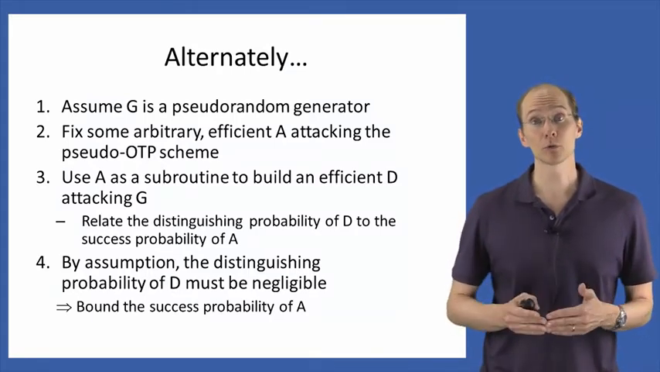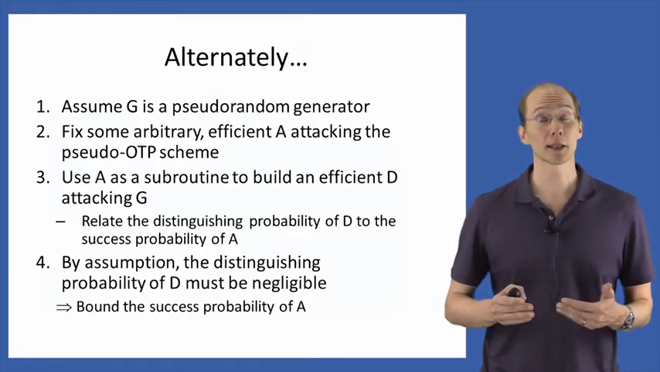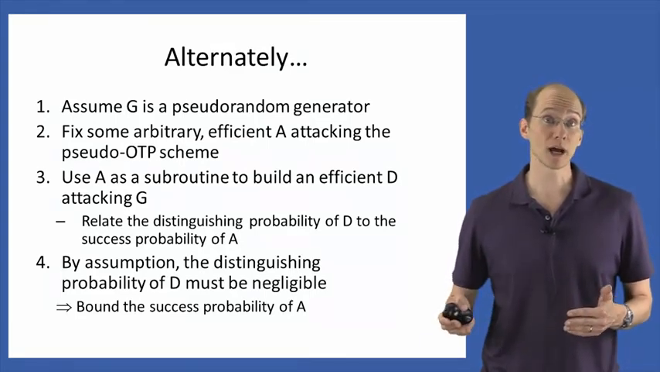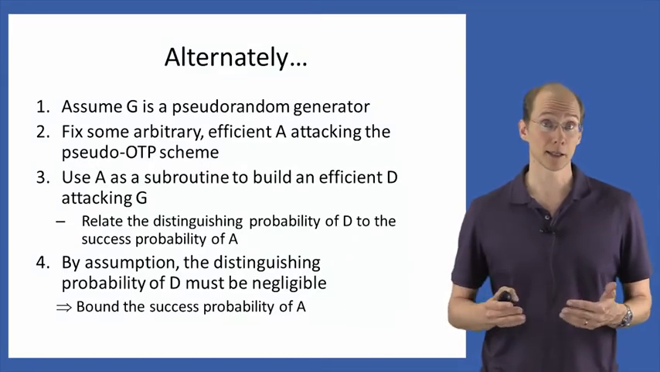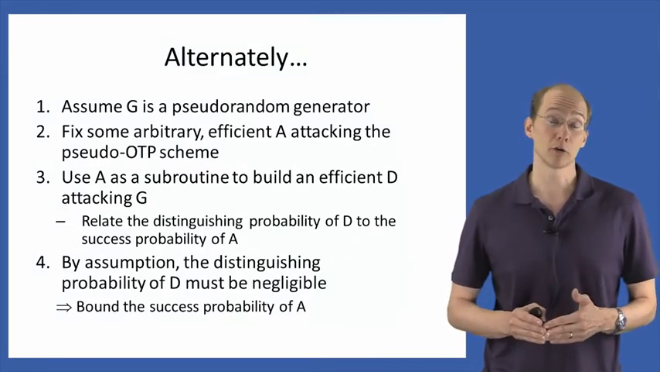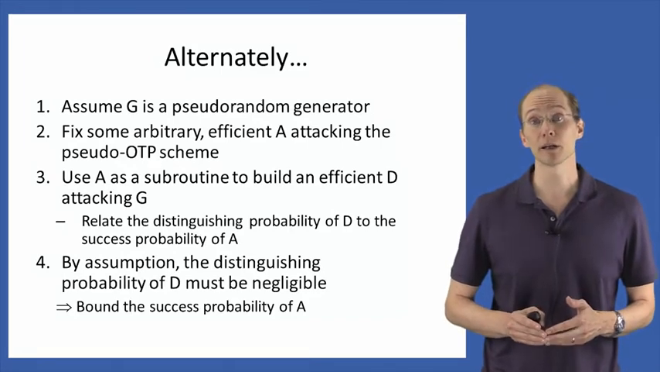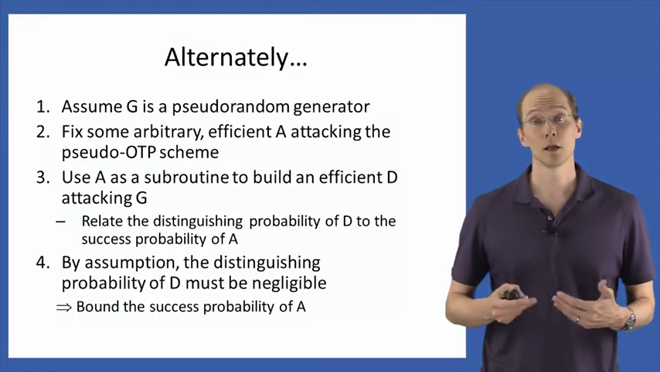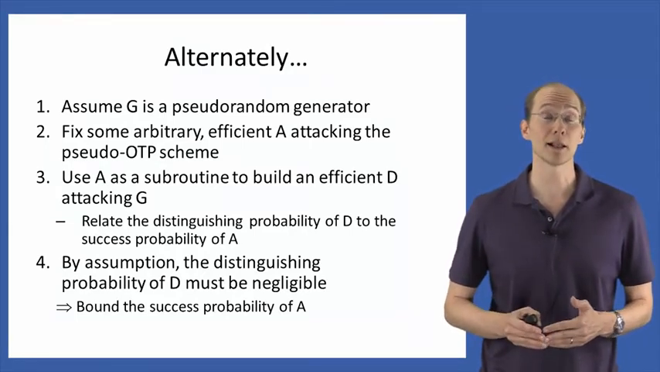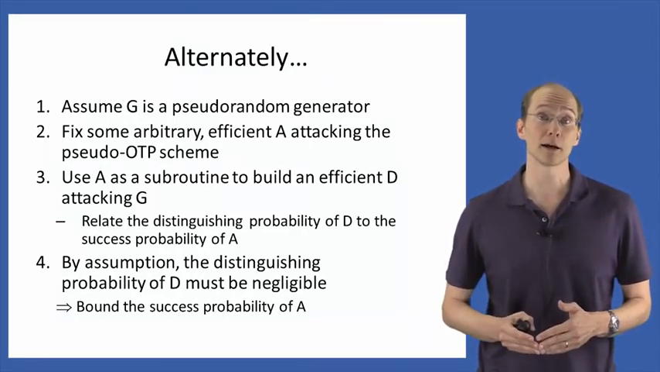Using our relation between the distinguishing probability of D and the success probability of A, we will then directly conclude a bound on the success probability of A as desired, i.e. we'll show immediately that the success probability of A can be at most 1/2 plus a negligible function. This will make more sense after we complete the analysis of the reduction in the following few slides.